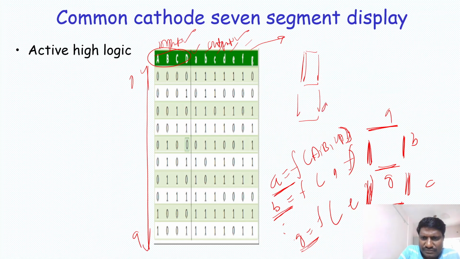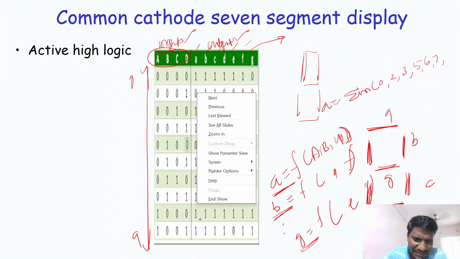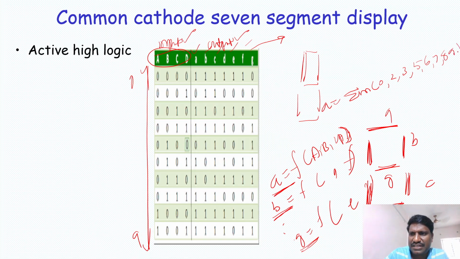a is sigma m. It is 1 for 0, for 2, for 3, for 5, for 6, for 7, for 8, and for 9. Plus the don't care terms. What are the don't cares? Everything greater than 9, that is 10, 11, 12, 13, 14, 15, are don't cares.